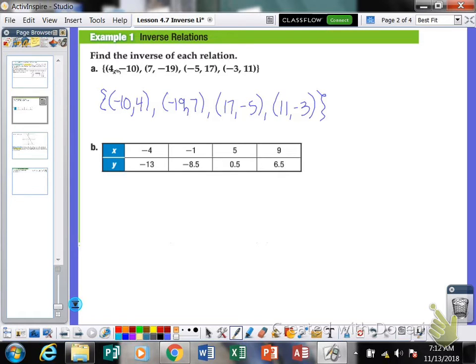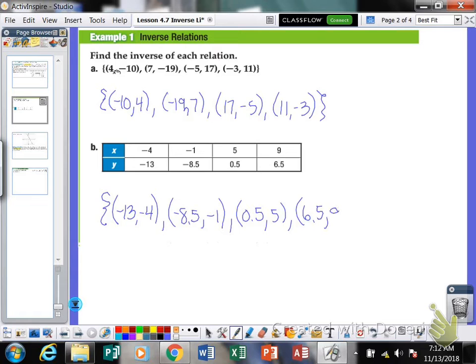And then the same thing for the second one. So (-13, -4), (-8.5, -1), (0.55, 6.59). And that would be the inverse for that function. So that's all you have to do, you just have to switch x and y. Pretty simple for that.